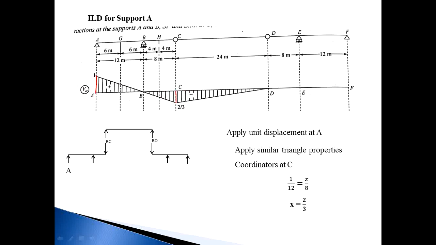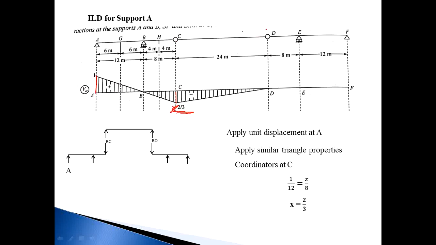So I want to find this coordinate at C. I know the similar triangle property. This is a triangle with AB and height 1, and this is BC, and this height is X. Suppose this is assumed as X. So the height of the triangle is 1, the length AB is 12, and this height is X, and the length of BC is equal to 8. Simplifying this equation, you get X equal to 2 by 3. This means when the load comes at point C, the RA value will be 2 by 3.